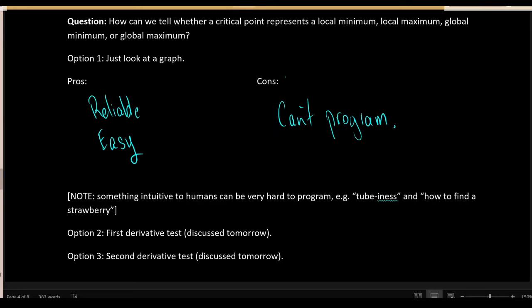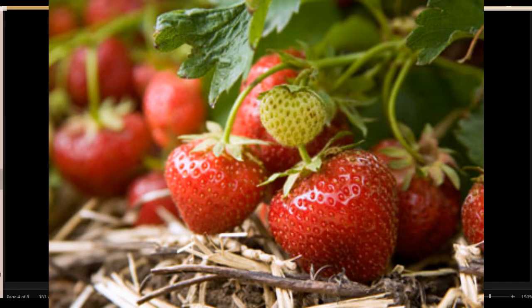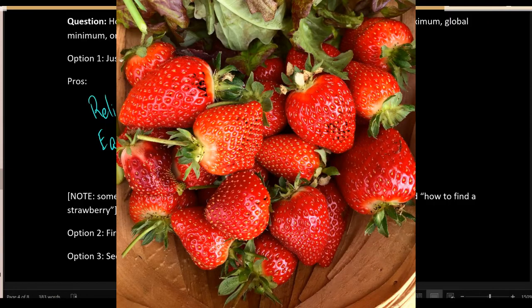I remember just a few years ago going to a conference, and a researcher was giving a presentation. They were trying to make a machine that could be used to harvest strawberries. And their machine could move fine. Their machine could spot a strawberry, but the machine was having trouble finding the stem of the strawberry so that it could cut the stem and harvest the berry.